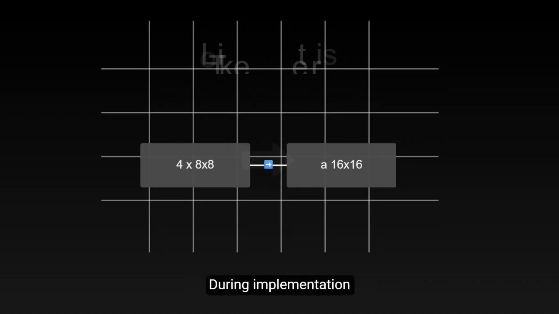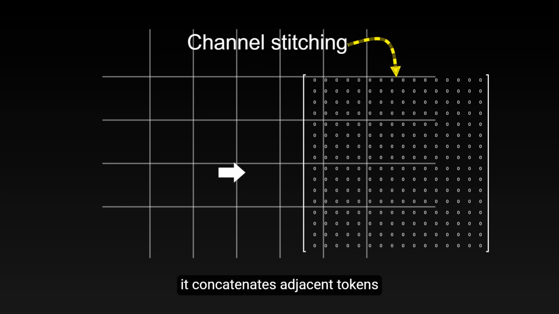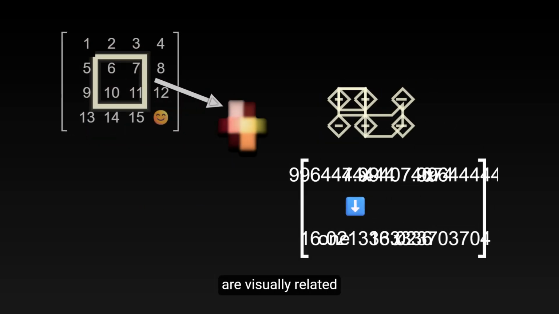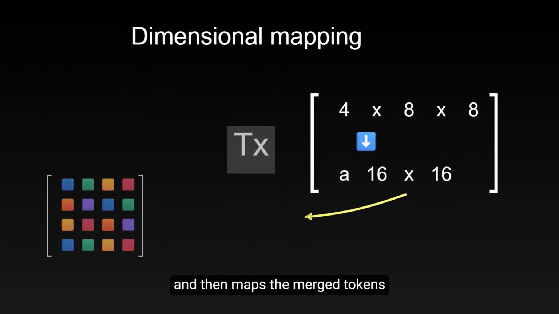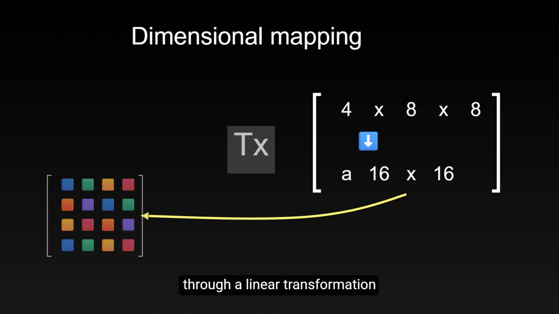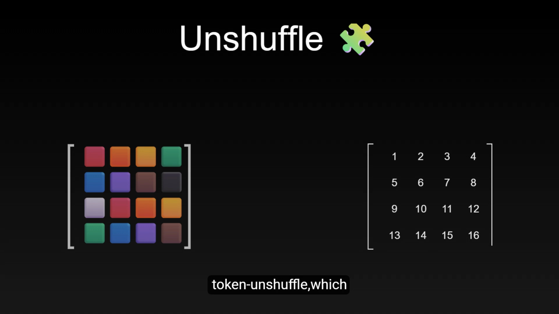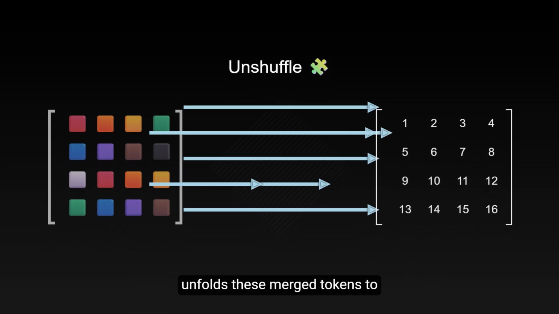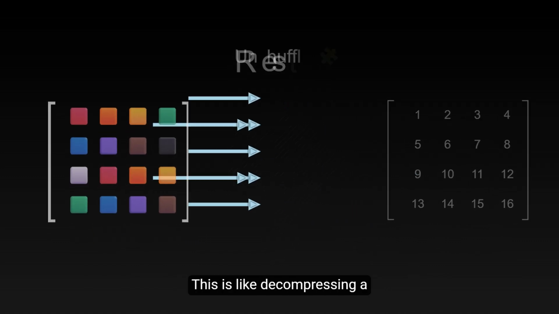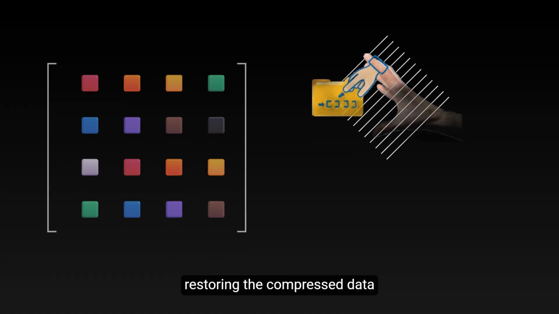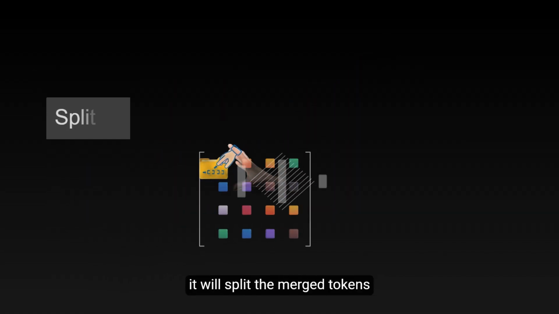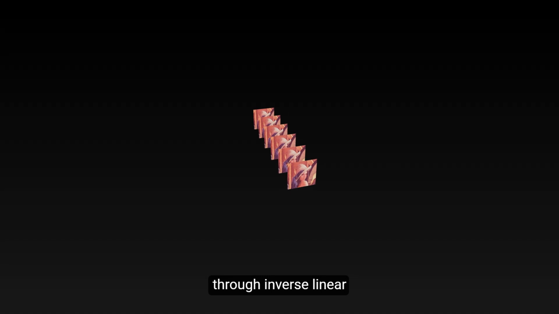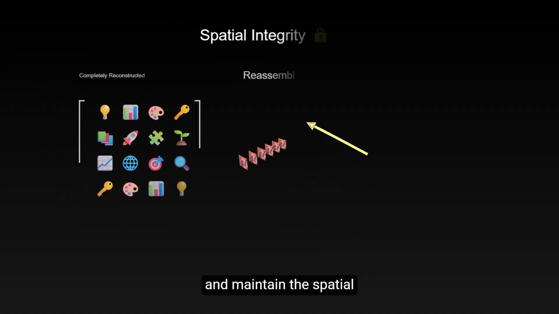During implementation, it concatenates adjacent tokens along the channel dimension, preserving spatial locality, ensuring that the merged tokens are visually related, and then maps the merged tokens to the appropriate dimension through a linear transformation. The second operation is Token Unshuffle, which, after the transformer processing is completed, unfolds these merged tokens to restore the original spatial arrangement. This is like decompressing a file, restoring the compressed data to its original form. Specifically, it will split the merged tokens back to their original size, restore the original dimensions through inverse linear transformation, and maintain the spatial structure and detail information of the image.